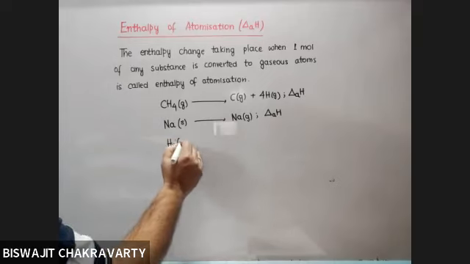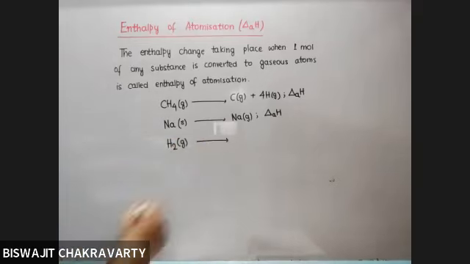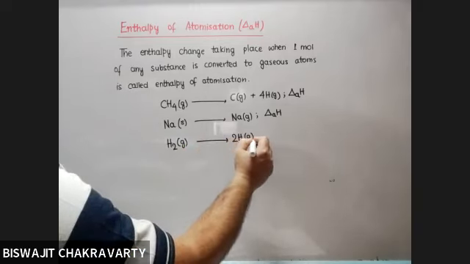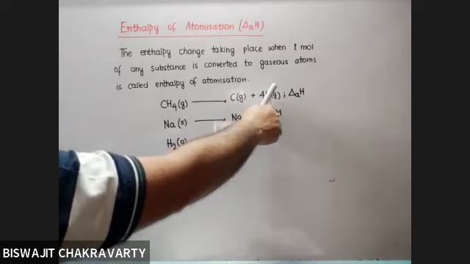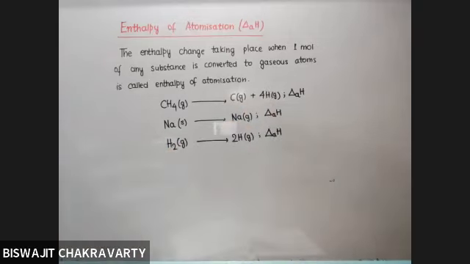Suppose we have H2 gas and you need to convert it into atoms. So 2 hydrogen atoms in gaseous form, whatever energy is required is called enthalpy of atomization. You must know by looking at the topic what you are actually going to perform during the process. During atomization, we break a molecule to its constituent atoms, which must be in atomic form, and secondly they should also be in gaseous state. That will be called enthalpy of atomization.